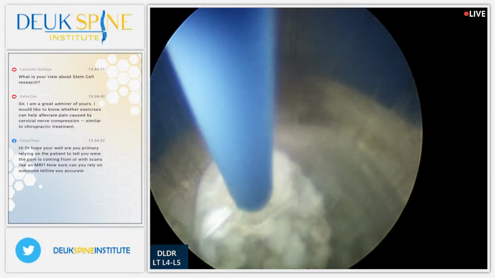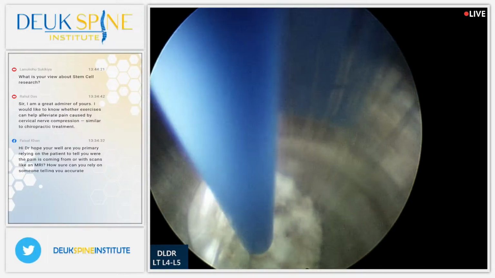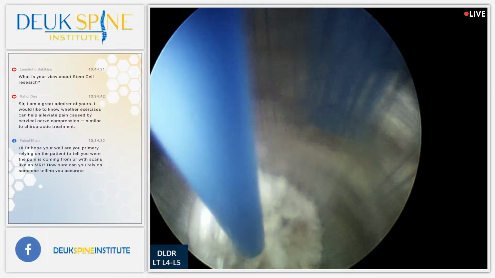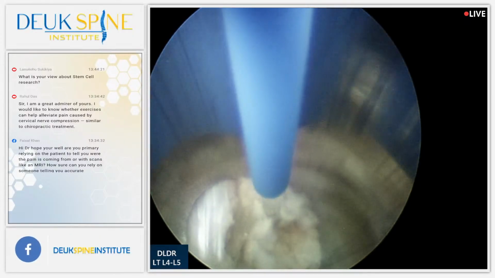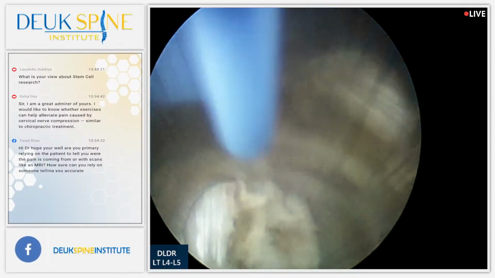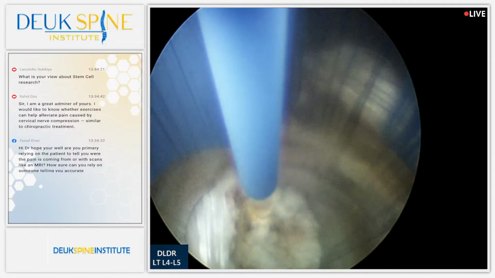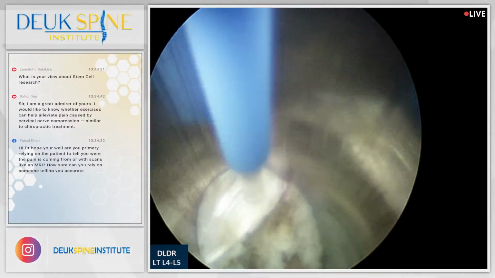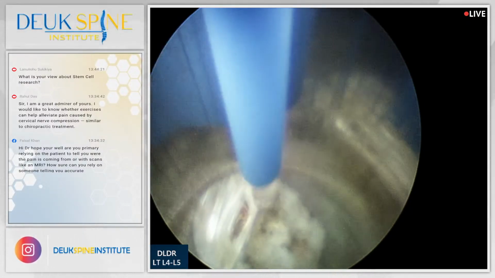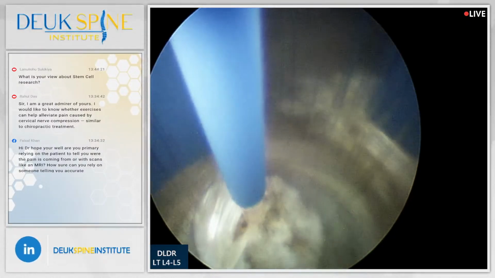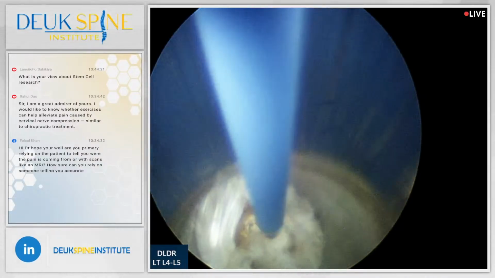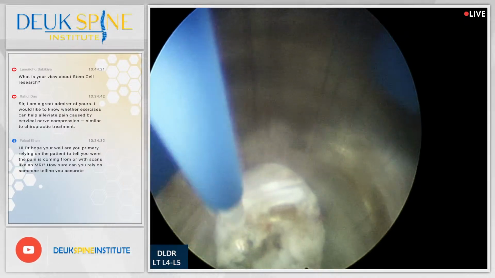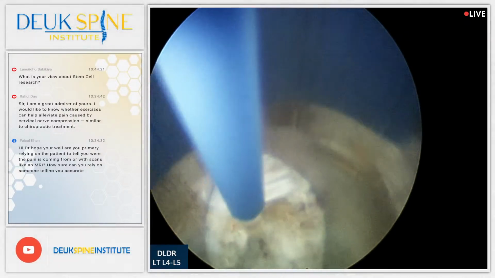Look at all this herniation stuck in the tear. I've got about 2 minutes left on this herniation, and then we're going to go and fix his facet joint. Next question from Raul on YouTube. Asking, Sir, I am a great admirer of yours. I would like to know whether exercises can help alleviate pain caused by cervical nerve compression, similar to chiropractic treatment.